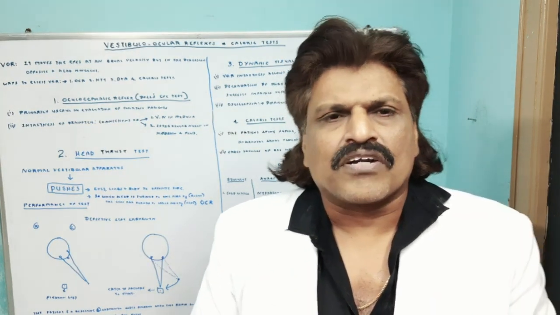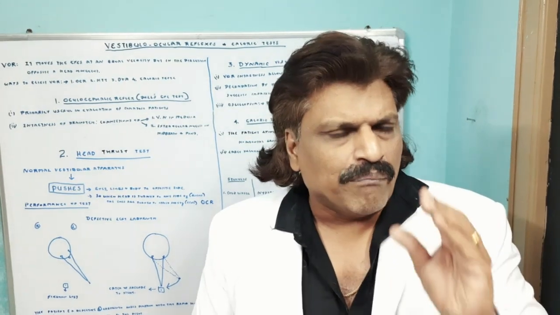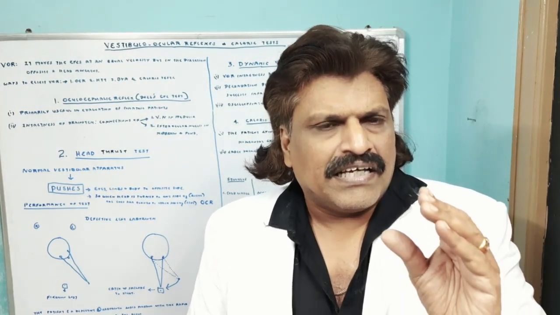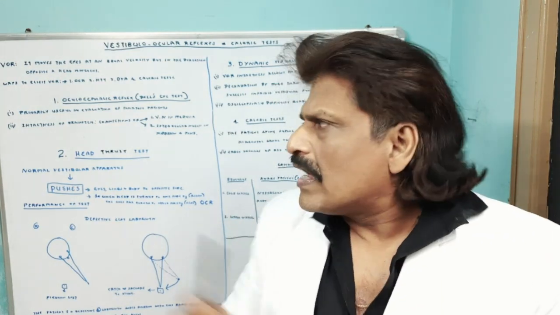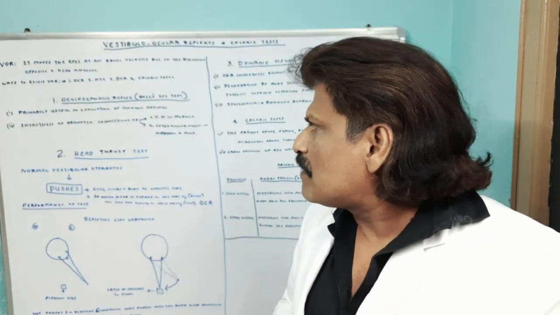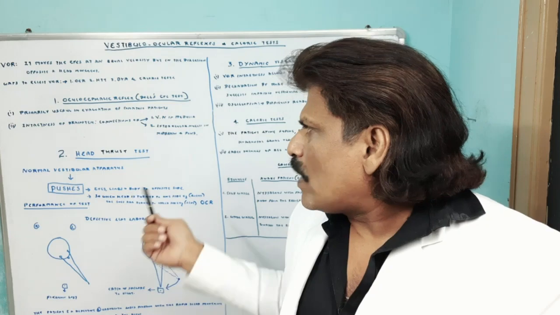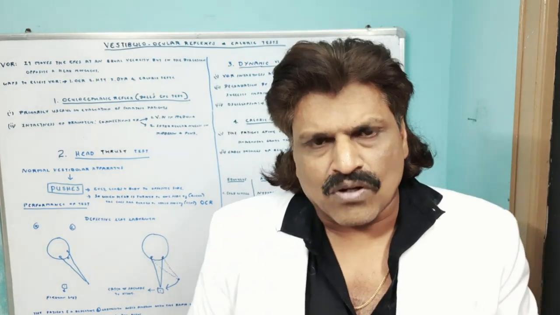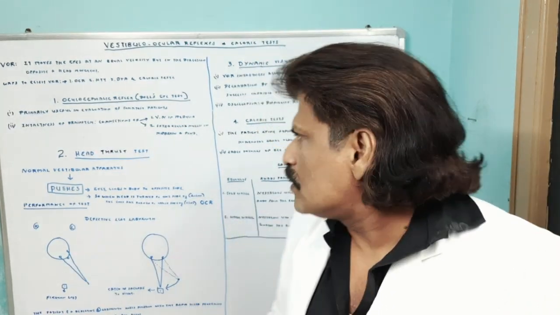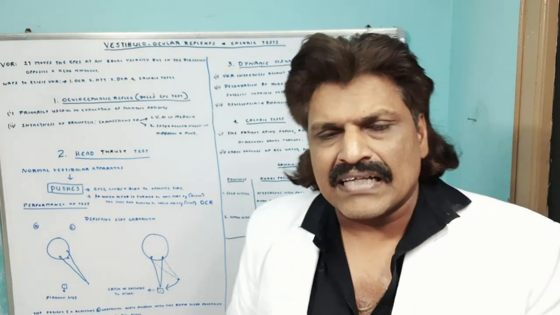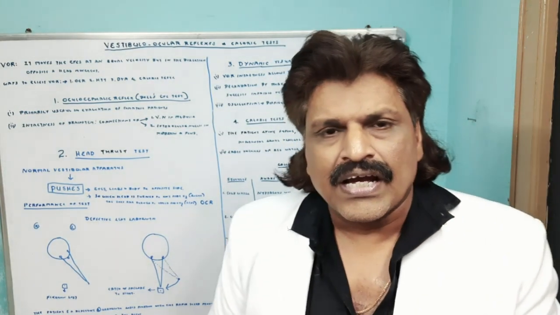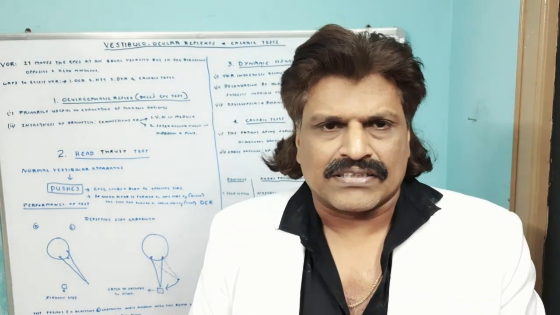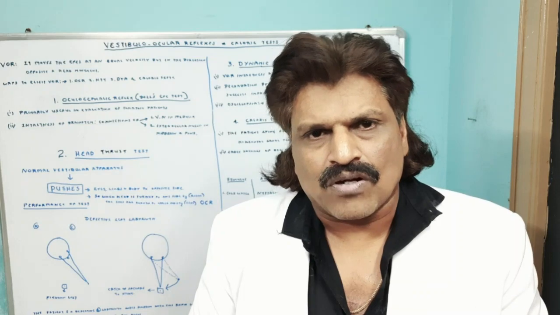So the vestibulo-ocular reflex is very important to maintain the sharpness of the object on the fovea. And how we test the vestibulo-ocular reflex is by four methods. One is the oculocephalic reflex, or Doll's head movement or Doll's eye movement. Second is the head thrust test. Third is the dynamic visual acuity, and fourth is the caloric test. So these are the ways by which we test the vestibulo-ocular reflex.